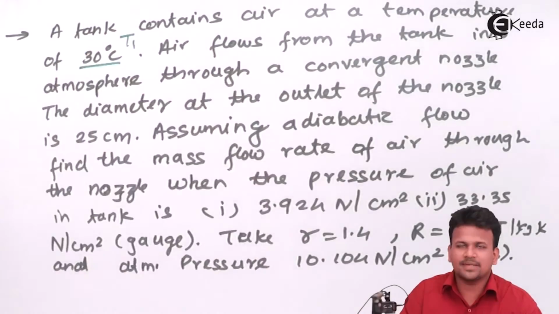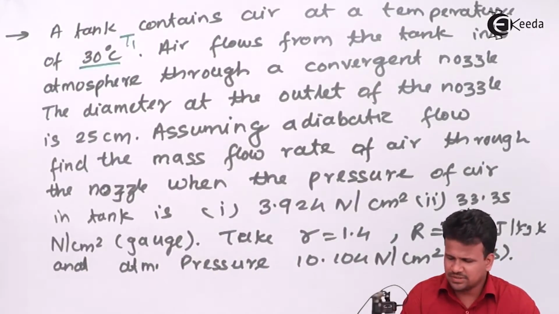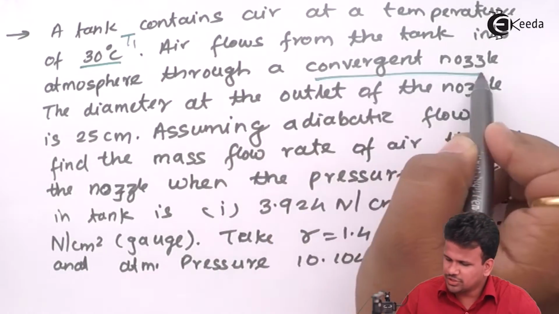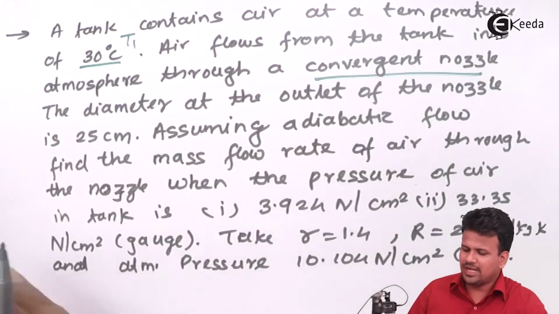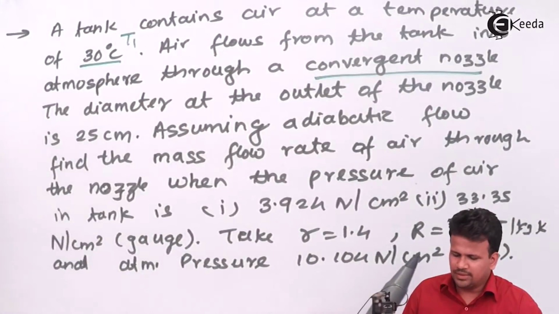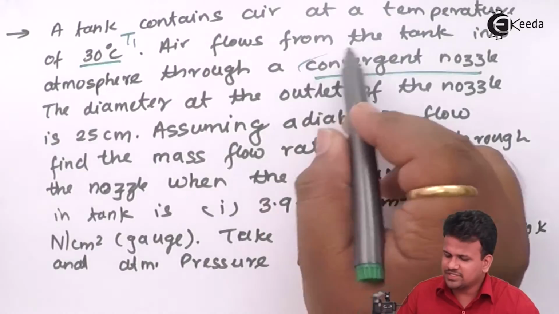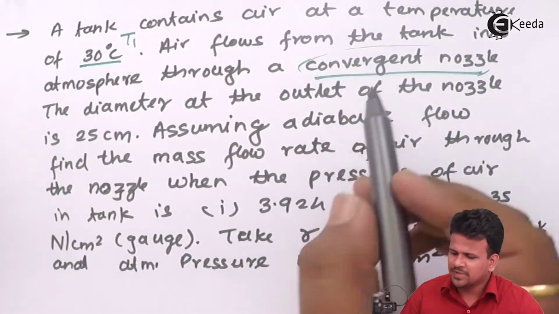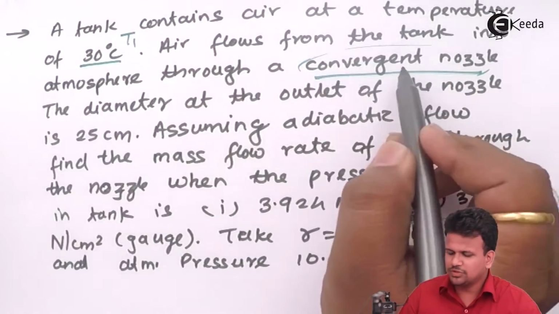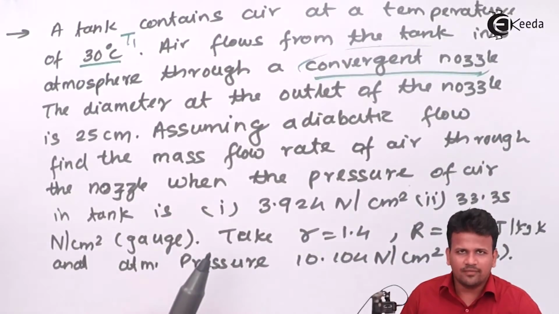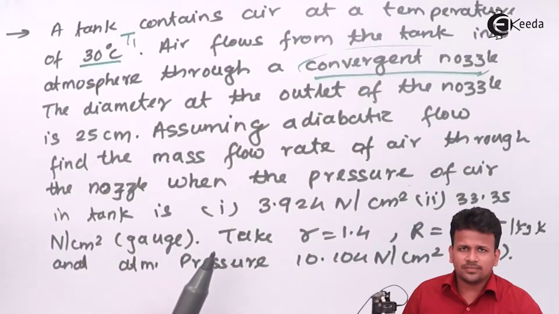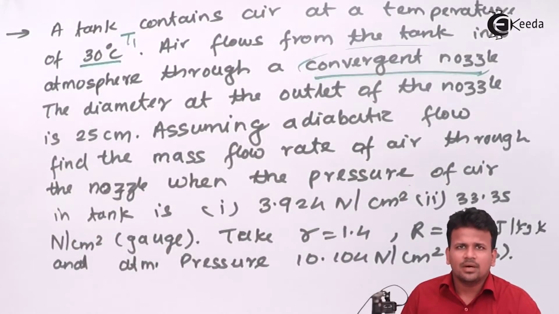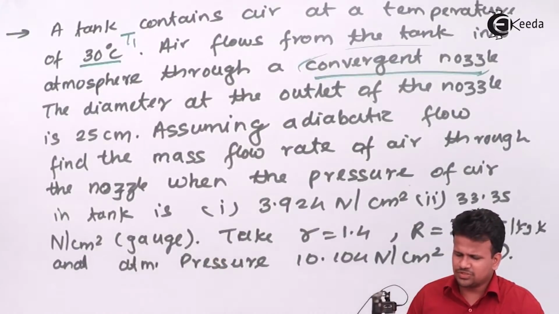Celsius. So this means temperature T1 is given to us. The air flows through the tank into the atmosphere through a convergent nozzle. So from the tank it goes through a convergent nozzle. Now this will be a distinguishing feature from other problems of compressible fluid flow, that it is flowing through the nozzle. If it was for a fluid which is flowing from a sonic flow to a supersonic flow, that will be related to normal shocks, so on and so forth.